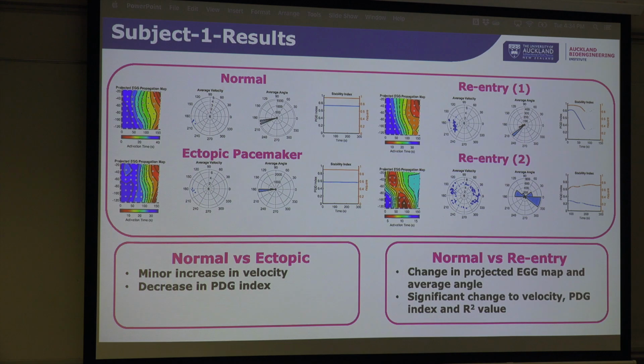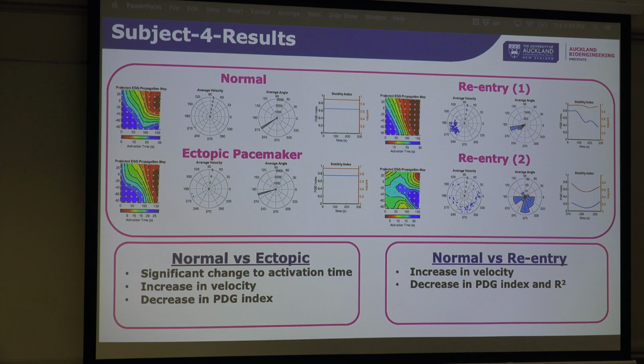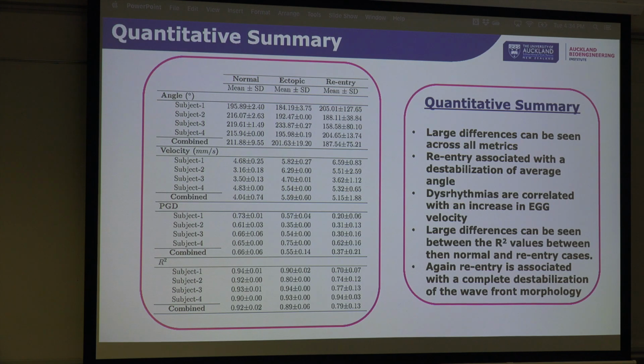And so you'll have to excuse me while I jump through those different subjects. Quantitatively, we can also show the exact same thing, and I know this is a large data dump, but the key message is that we can see large differences on these reported metrics across all subjects. The dysrhythmias were associated with an increase in velocity and also a decrease in the R-squared value, or the stability index. And so what we're saying is that this method, in theory, can actually detect changes between the different diseases across multiple different subjects.